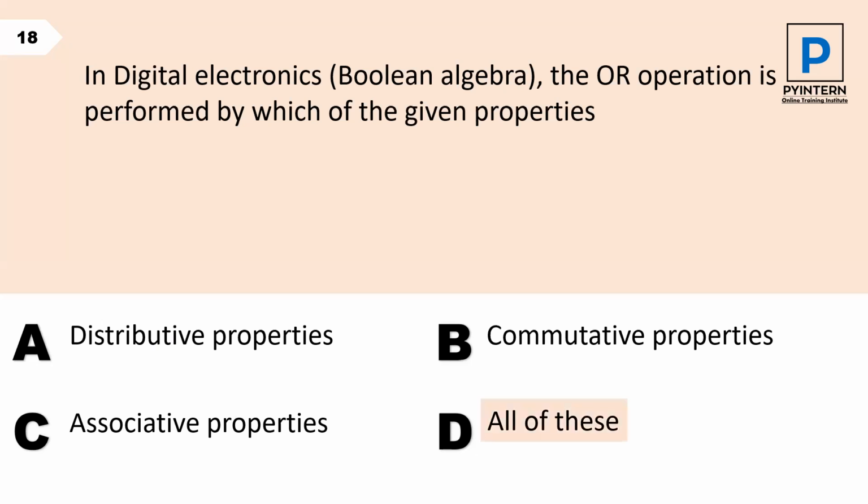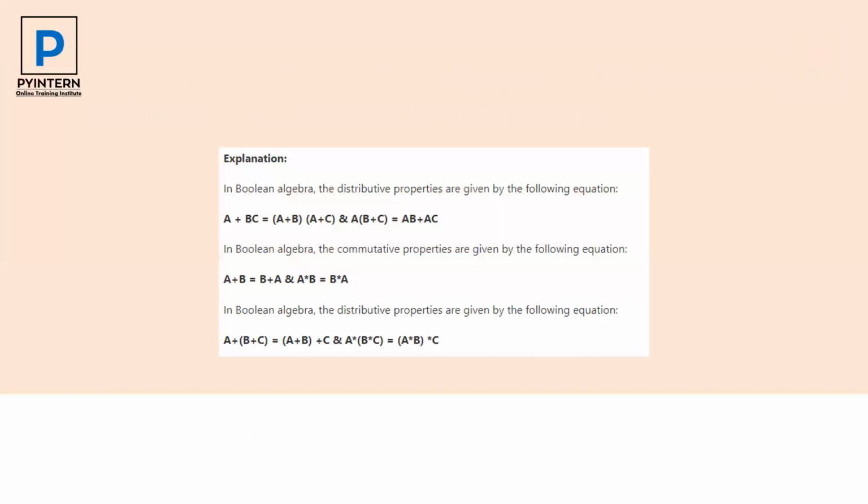So come to the explanation. In Boolean algebra, the distributive property is given as follows: A plus BC is equal to (A plus B) into (A plus C), and A(B plus C) is equal to AB plus AC. We already discussed this in the Boolean algebra classes.